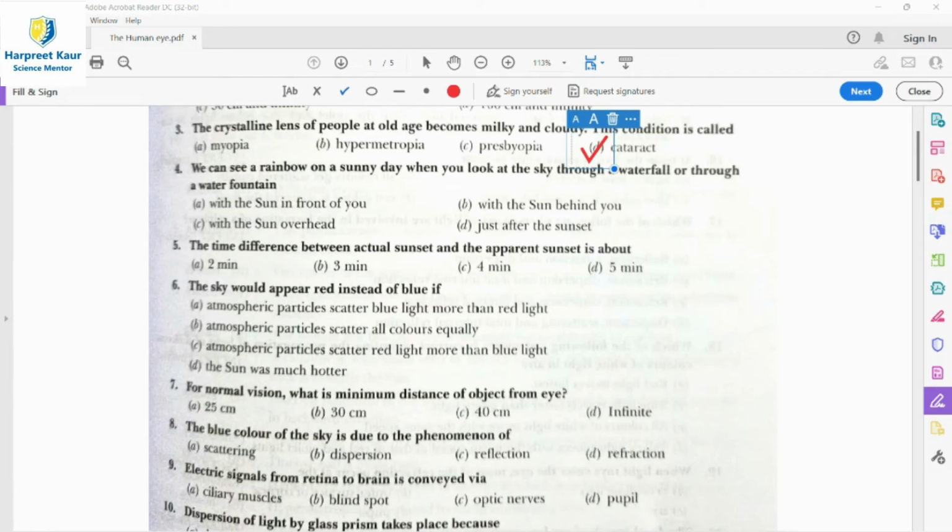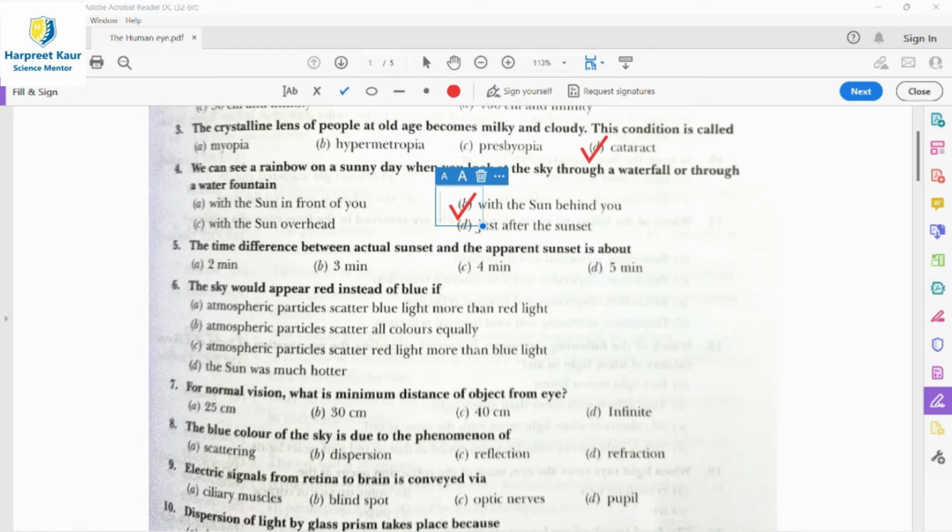Then question 4, we can see a rainbow on a sunny day when you look at the sky through a waterfall or through a water fountain. So option B is the right answer, with the sun behind you. We can always see a rainbow when the sun is behind you.